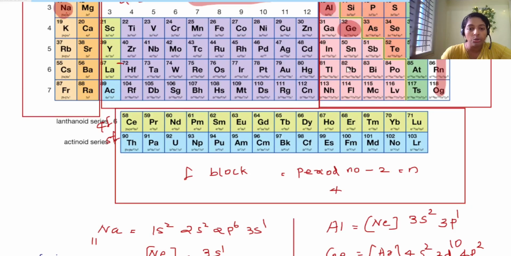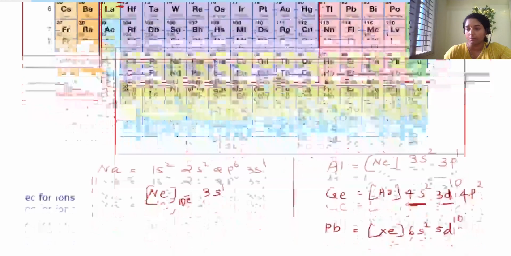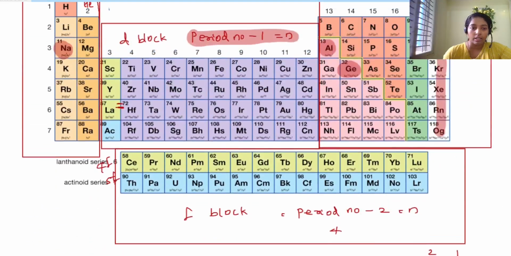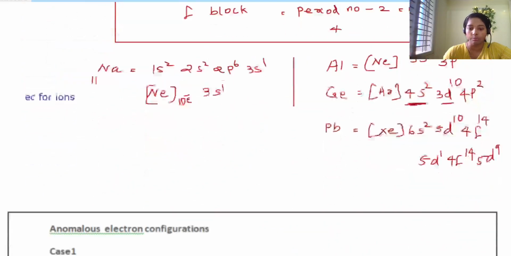Can we directly go to the p? We missed something. See, here some elements are there. As I told you, one electron 5d1 is actually filled and then they will fill 4f, because 14 electrons have to fill. If you don't want to write 5d1, 4f14 and then again 5d9, you can just write 5d10 and after that write 4f14, no issue. Then we are already done with the d block and it will go to 6p. So 6p, and lead is this one. So 6p2. Got it?